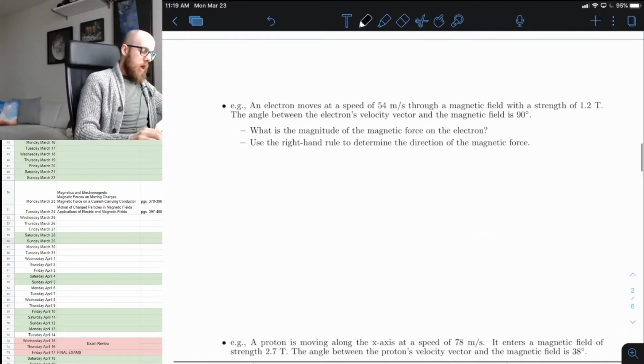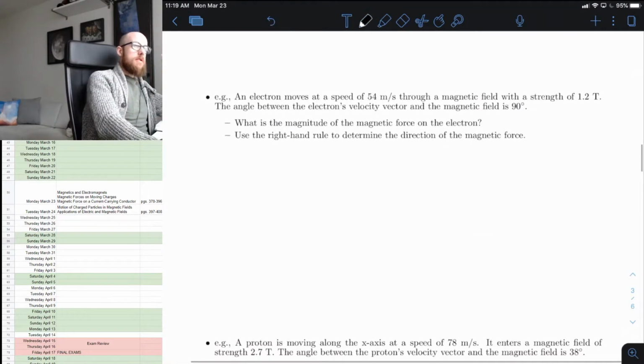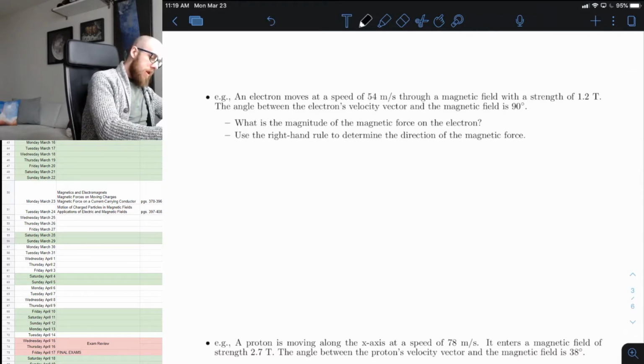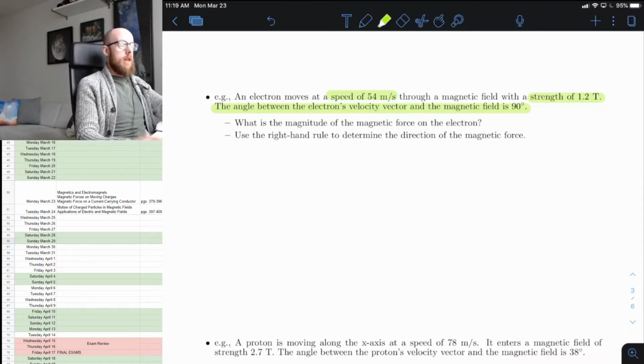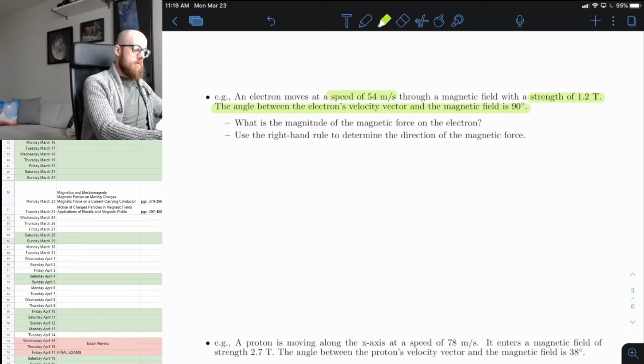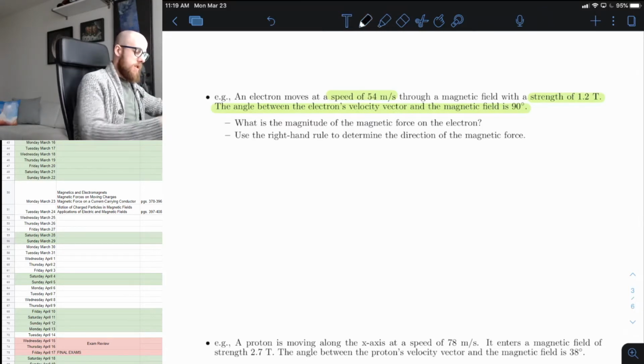Okay, let's get into an example. We have an electron moving at a speed of 54 meters per second through a magnetic field, and the magnetic field has a strength of 1.2 Tesla. We're also told the angle between the electron's velocity vector and the magnetic field is 90 degrees. That will definitely simplify our calculations, because sine of 90 is 1, so that will make it a lot easier.